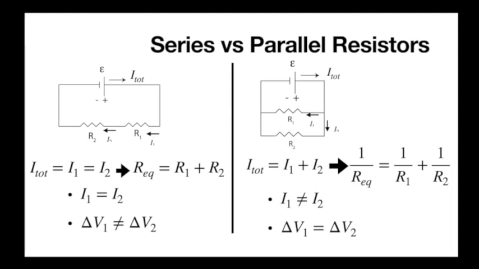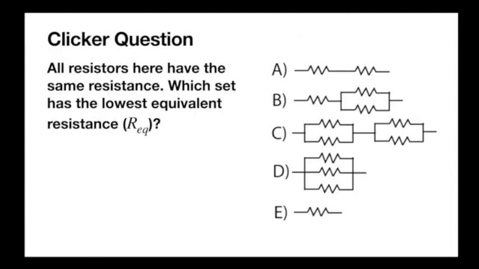Okay, so let's put this into practice a little bit. So a quick clicker question. Assume all of these resistors have the same value of resistance. They're all identical, and we're just combining them in different ways. Which one of these setups has the lowest equivalent resistance?